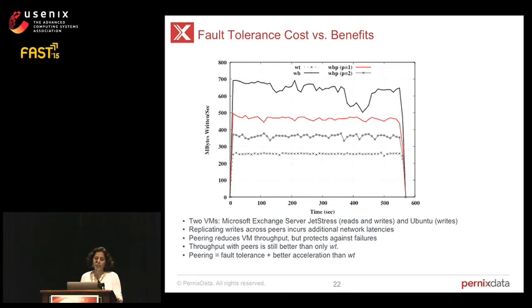The key takeaway here is that fault tolerance involves a trade-off, and the trade-off is higher write latencies or reduced throughput. But from the graph, we can see that even with peering, where throughput reduced, it was still better than write-through. So with peering, you got fault tolerance and you got write acceleration. This is a win-win situation.